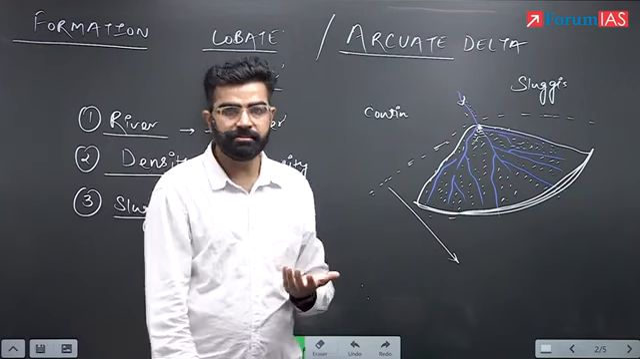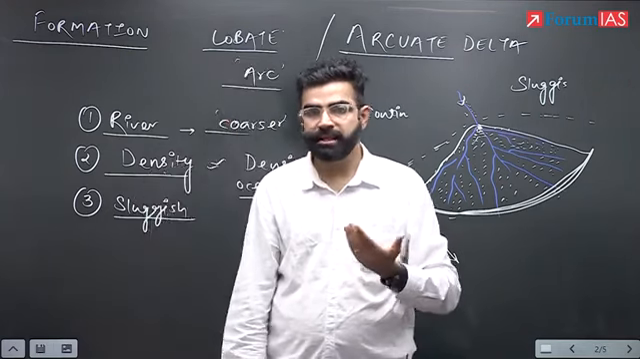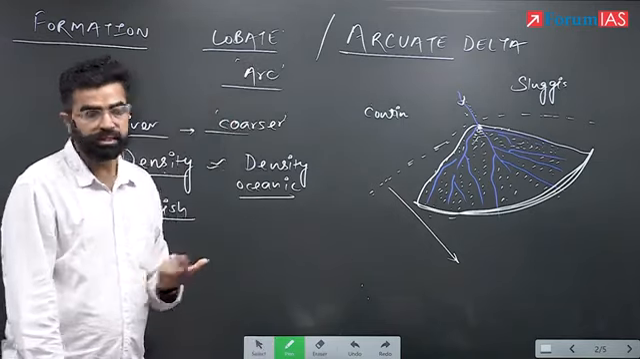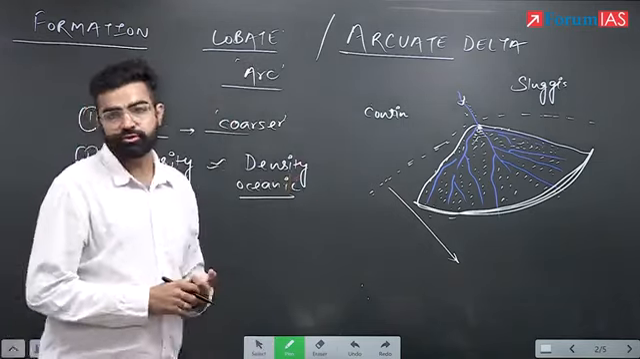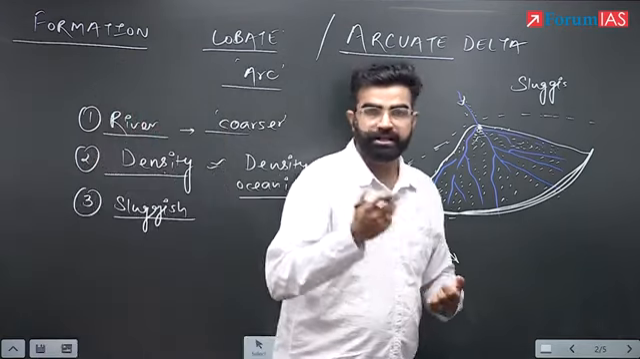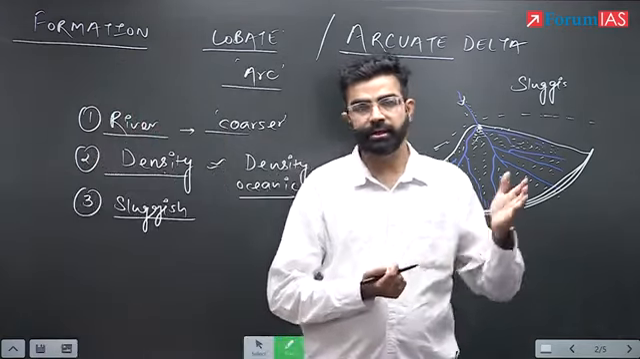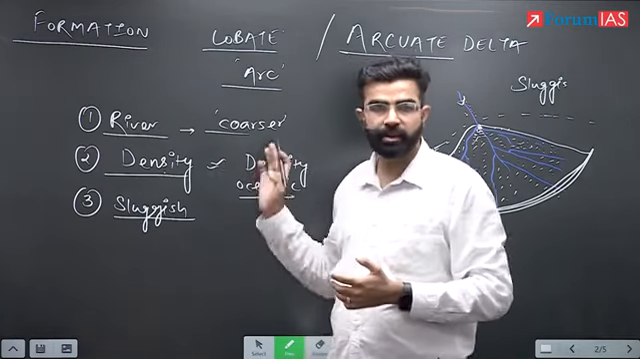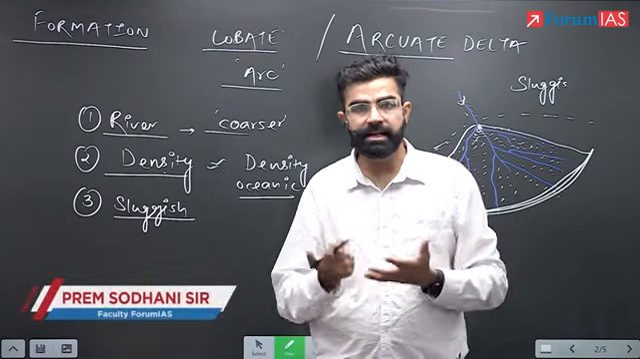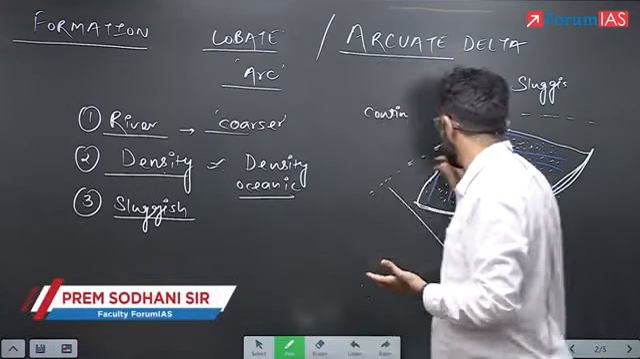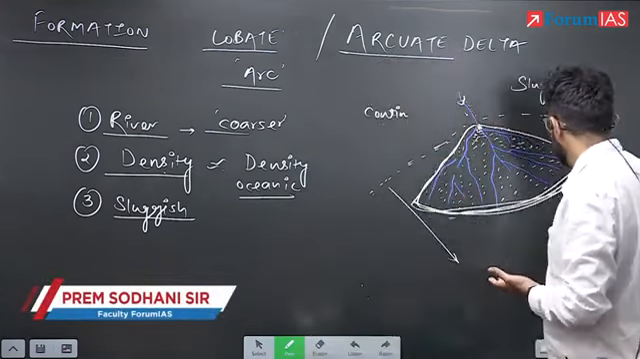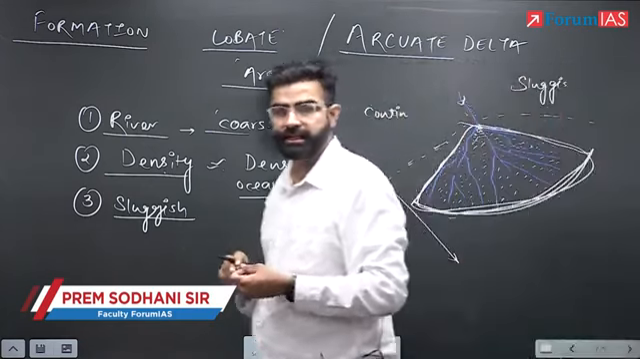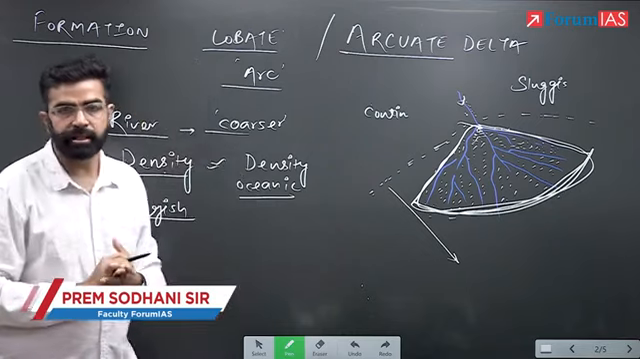If I give you examples of which rivers make this type of delta, the first example is the Nile River. We do have our own Ganga Brahmaputra delta. Then we have the Yellow River, which flows through China, that also makes the same type of arcuate delta. So these are the examples, and based on the shape, you can see here this type of shape is known as arcuate shape, or arcuate type of deltas are formed. This is one type of delta.